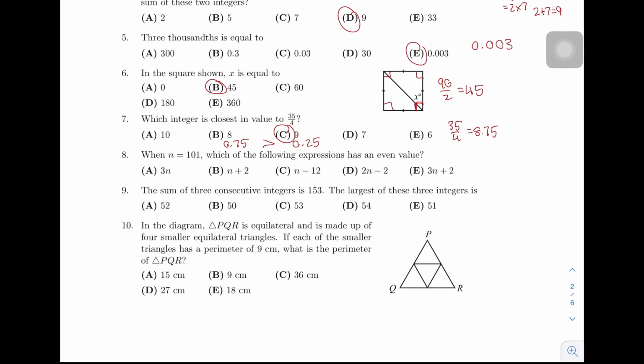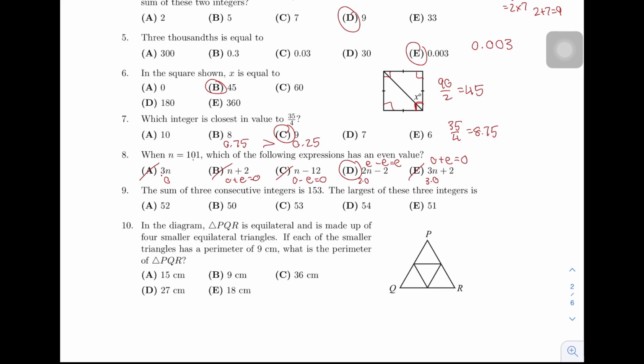Number 8, when n is 101, which of the following expressions has an even value? You know 3 is an odd number and n is an odd number. So odd times odd is odd, so A cannot be correct. Odd plus even is odd, so that cannot be correct. Odd minus even is also odd, so C cannot be correct. 2 multiplied by odd, so an even number multiplied by an odd number, gives you an even number. Minus an even number also gives you an even number. So D should be the right answer, but let's check just in case. For E, 3 times an odd number, so odd times odd, gives you an odd number, plus an even number gives you an odd number, so that's not even either.